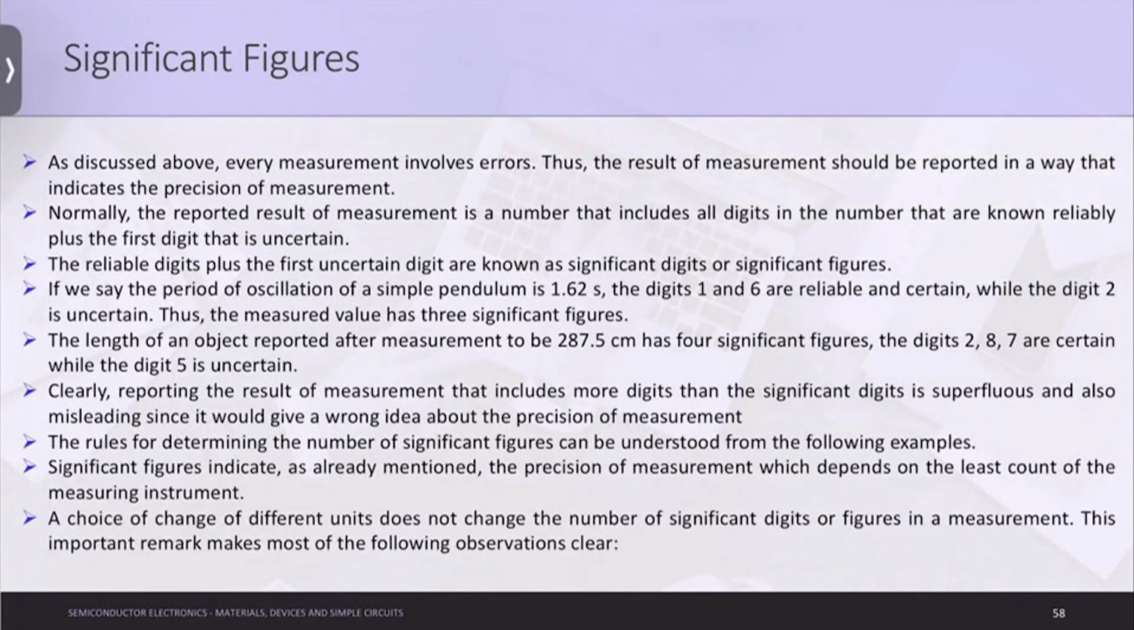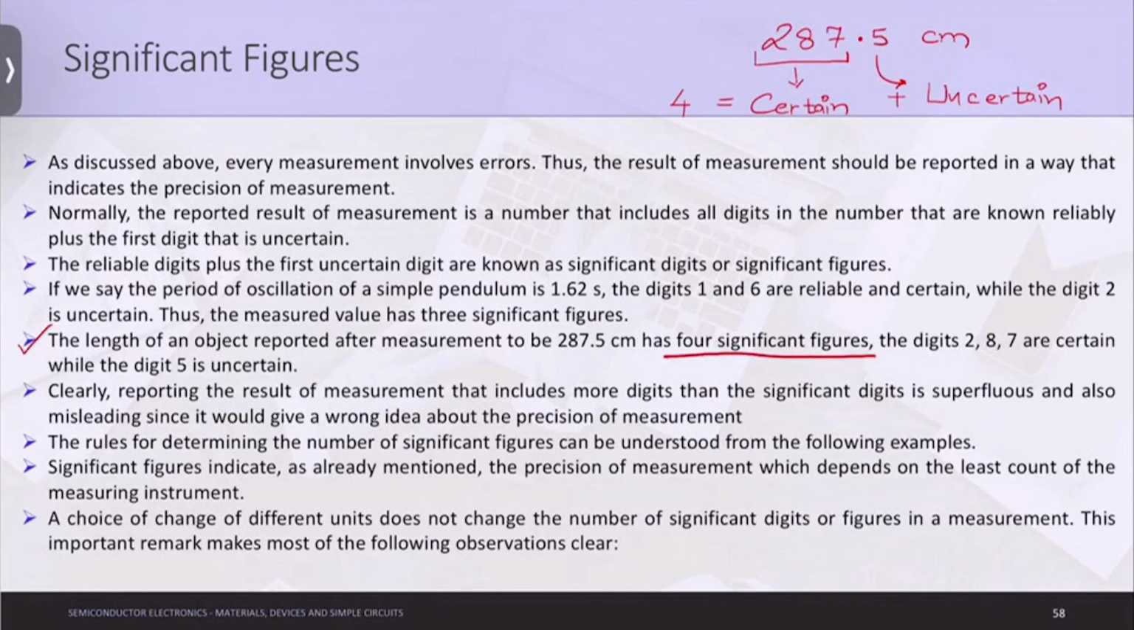The next example states that the length of an object reported after measurement is 287.5 centimeters. So here in 287.5 centimeters, you can see clearly that the first three digits are certain and the last digit is uncertain. Certain plus uncertain is equal to 4. So it is written that it is 4 significant figures. The digits 2, 8 and 7 are certain and digit 5 is uncertain.